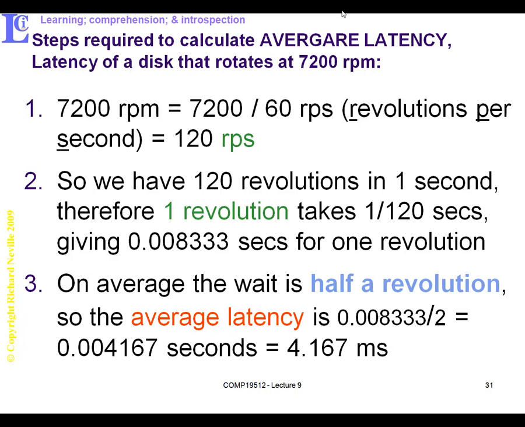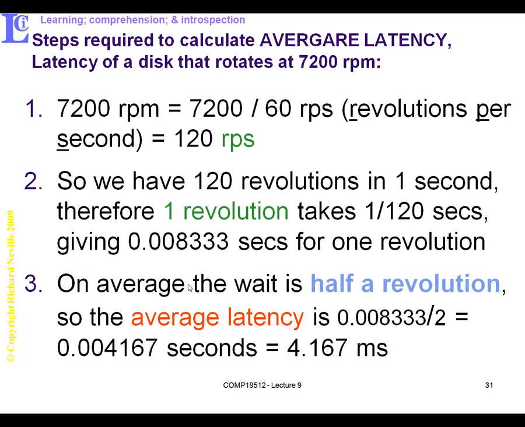So to calculate the average latency takes three steps. First, take the spin speed of the disk, 7,200 revs a minute, and divide it by 60 to get the revs per second, 120. Second, find out how long it takes for one revolution. If there's 120 revolutions in a second, one of them is 1 second divided by 120, which equals approximately 0.008 seconds for one revolution.